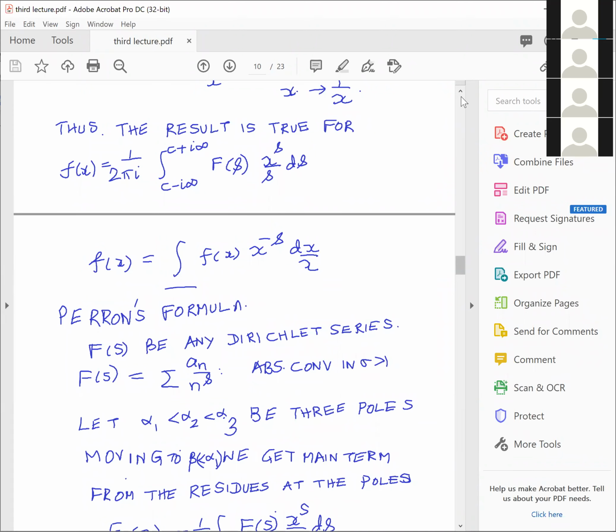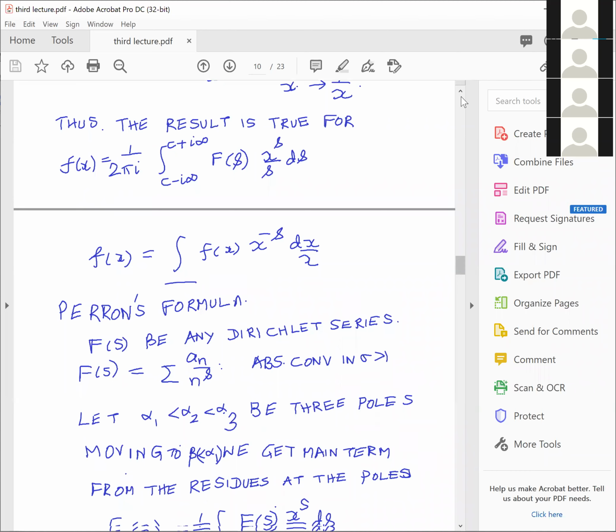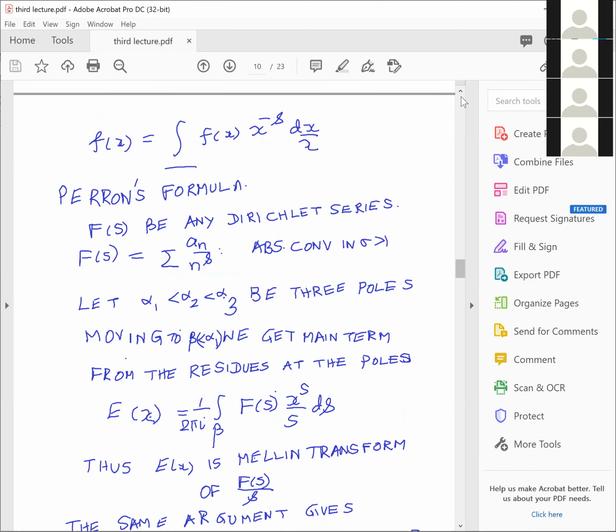For example, in a tube, there are three poles. Normally, there will be only one pole at s equal to 1. But generally, let's say three poles. And then you cross all the three poles, that gives you the main term. And then, of course, I have moved to beta, and I integrate over beta, and that gives you the error term. That's exactly what we do normally in Perron's formula.